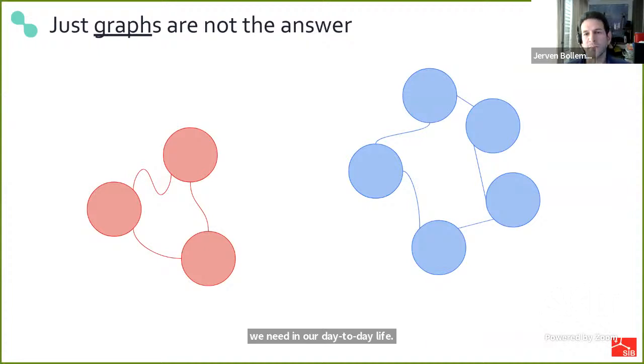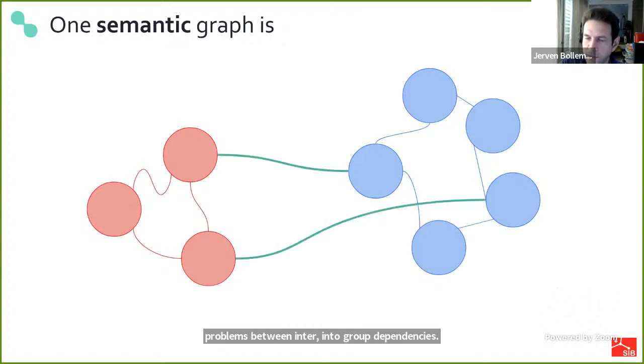Coming back to this idea of interoperability, there are many graph serializations out there, but just graphs aren't the answer. You must connect the graphs, otherwise you still have the problems between intergroup dependencies. So we need semantic graphs, because that's the only way we talk about actual meaning, and also allow us to connect graphs from many different sources, which is why this entire topic of the COST action, distributed knowledge graphs, is so interesting, because this distribution part is critical.